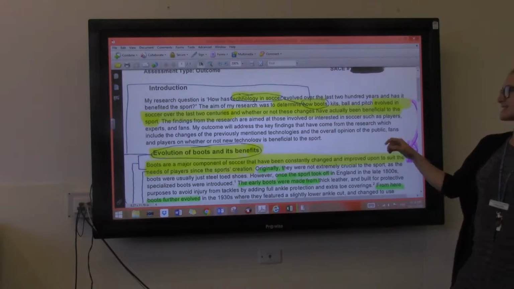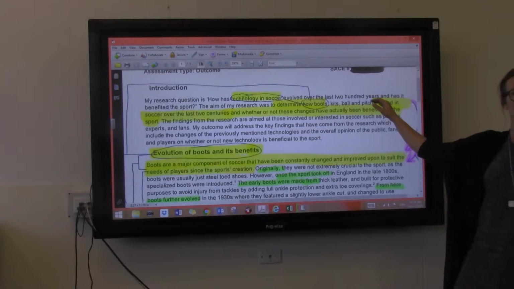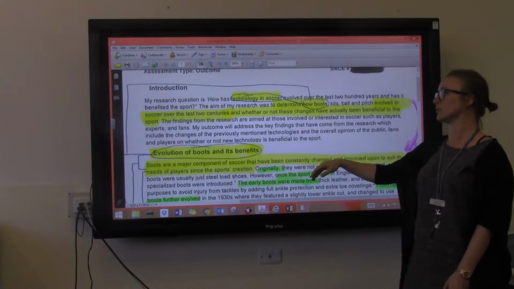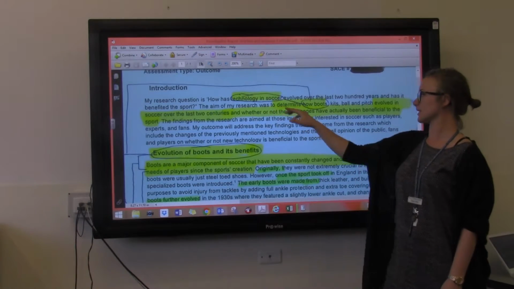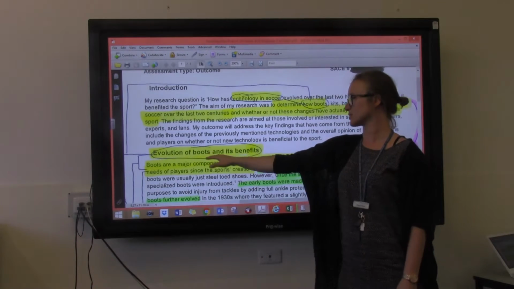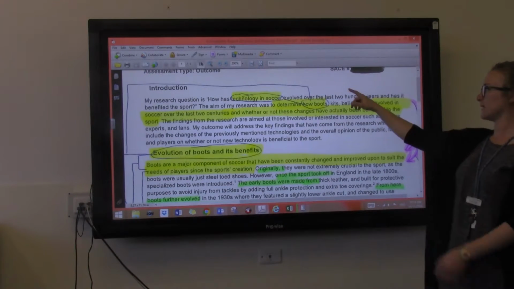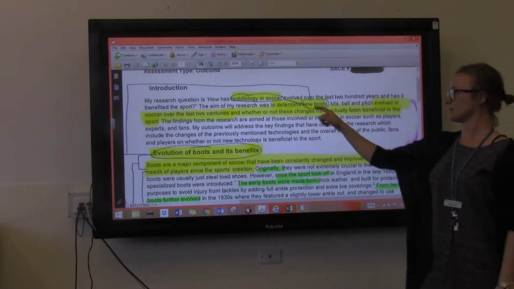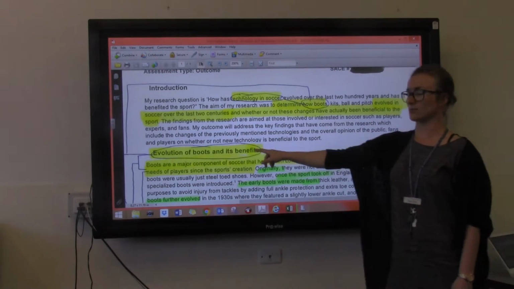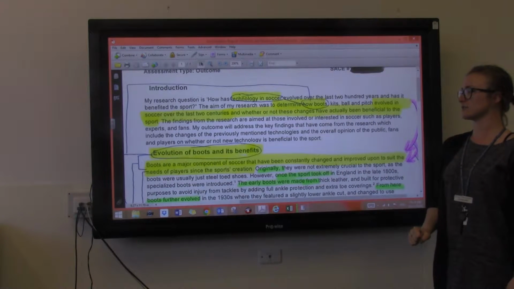Anyway, what matters is that in terms of clarity of expression, the order that findings are presented in the introduction should also match how they're presented in the body of the report. So for example, we've got technology in soccer, boots, and then if we look at the first subheading, it says evolution of boots and its benefits, which really clearly captures the question, which was how it's evolved over 200 years. We've got the technology, and the final part of the question, which is, has it been beneficial? That's also captured there.